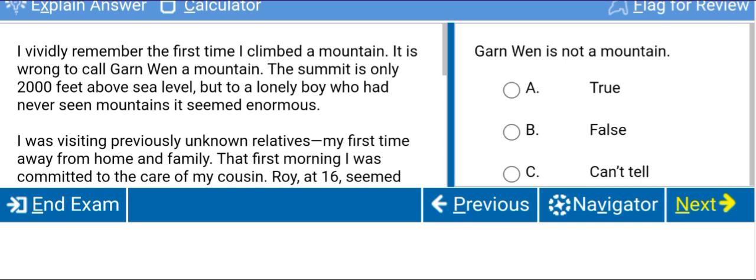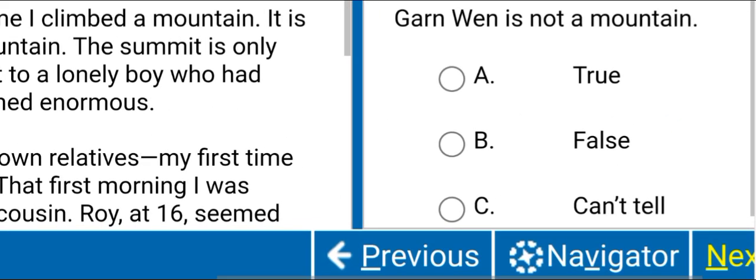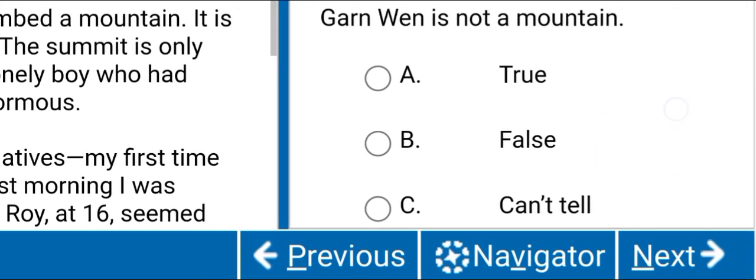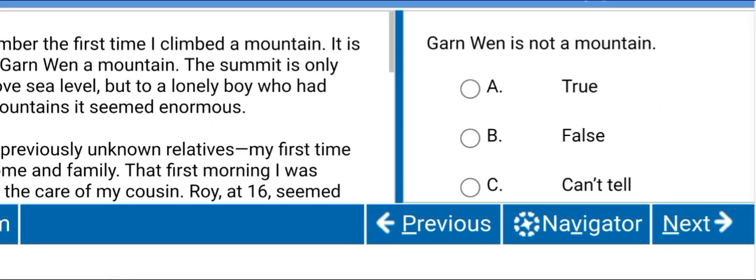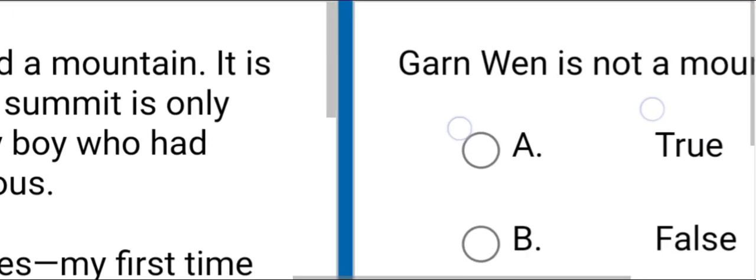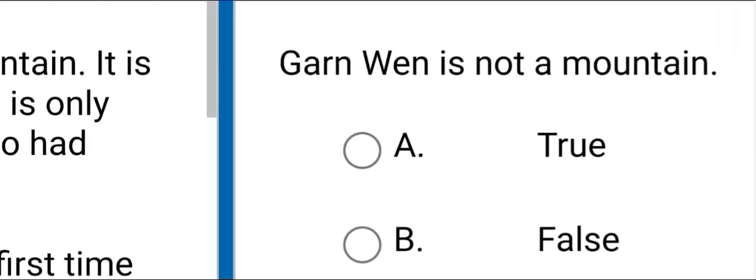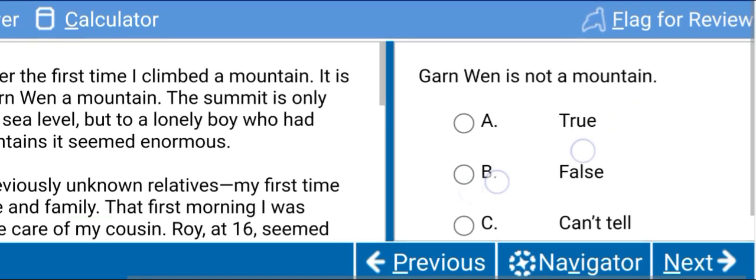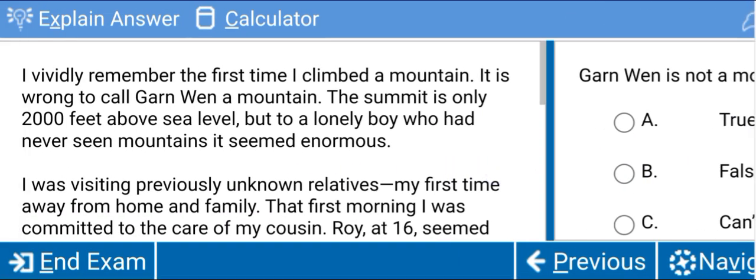Next we have, Gondwan is not a mountain. Option A, true. Option B, false. Option C, can't tell. So now here we have these two words as keywords, Gondwan and a mountain. We can use them to find out our answer from this.